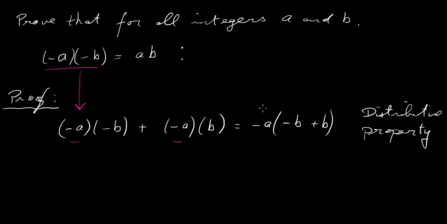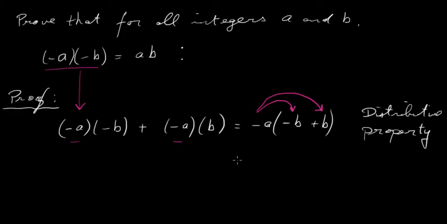Working backwards using the distributive property, minus a times minus b will give me this bit here. Minus a times plus b will give me this term here. And we're going to add the two of them together here. That's where this plus sign comes from. Okay, so let's start then.